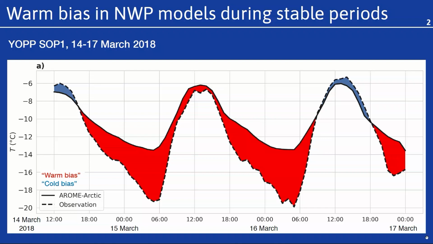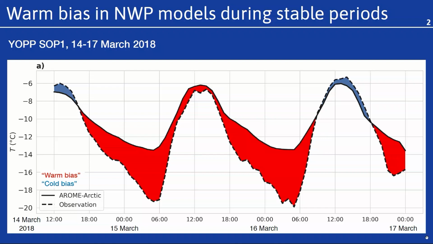What you look at here is a time series during YOPP SOP-NH1 taken at the Sodankylä mast, and you can see the observations in the black dashed lines showing these very distinct drops during the nocturnal periods. And the model doesn't really catch up with that. We can see the modeled temperature evolution in the black solid line, and because it doesn't capture this drop, it leads to a strong warm bias by the end of the night, which here can account for 6 to 8 Kelvin.